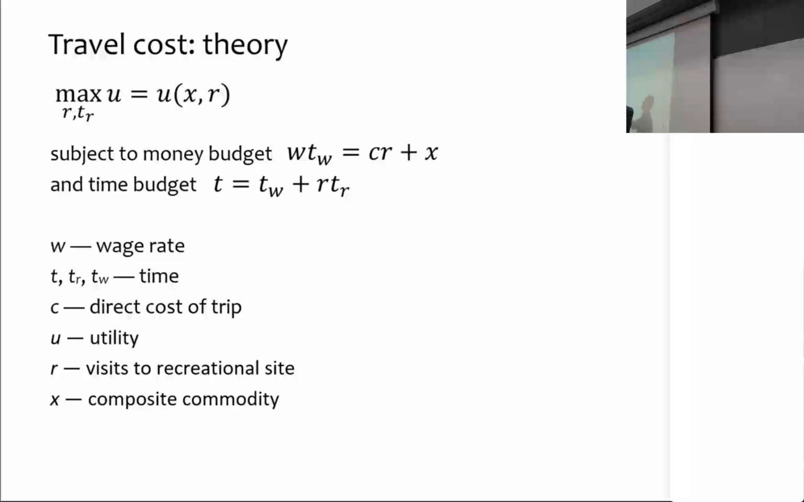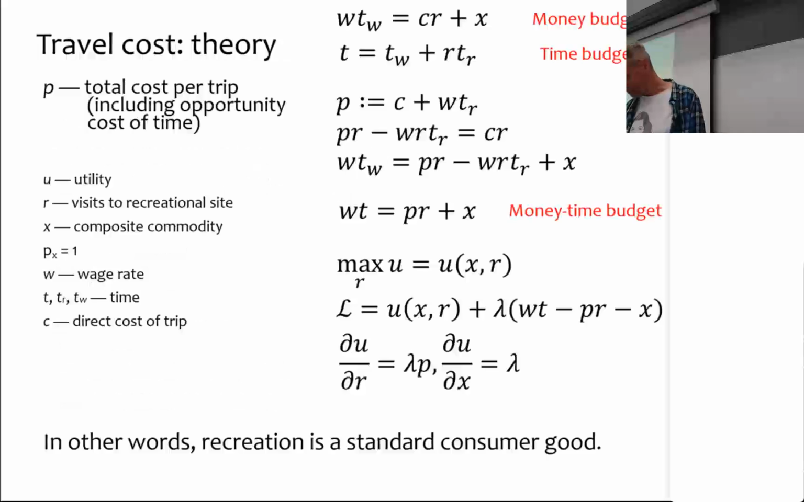We also have a time budget. That is this 24 hours in the day. We can spend that working, or this is a pretty simple model, we can go hang around in the park, right? This is how often we do that, and this is how much time we spend there. Now, we have a money budget and we have a time budget, right?